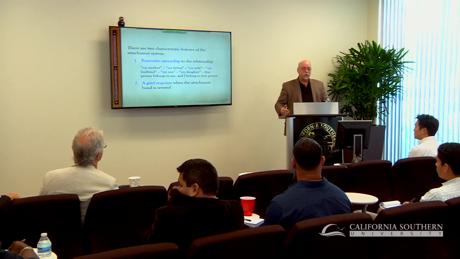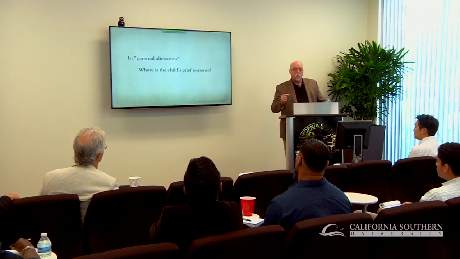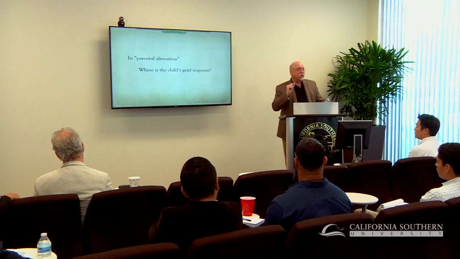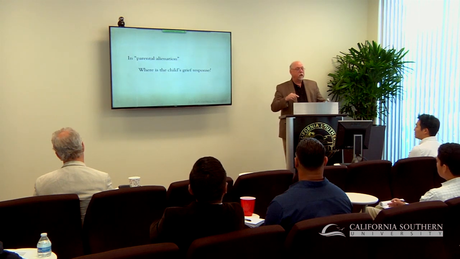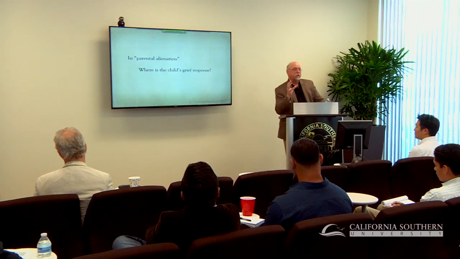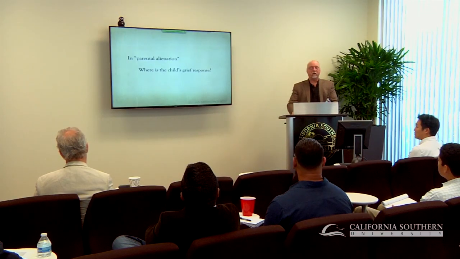When the attachment relationship is severed, there's a grief response. In parental alienation, where is the child's grief response? The child has separated from a parent. What happened to it? And that's a critical feature for understanding what's going on. The child has a grief response at the loss of the parent, initially at the loss of the intact family structure. The narcissistic parent distorted the child's grief response into anger and resentment against the other parent.